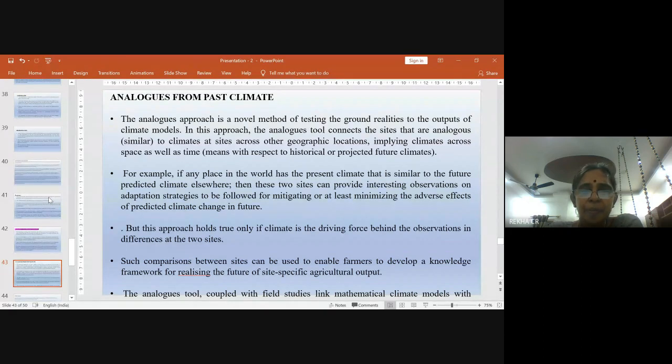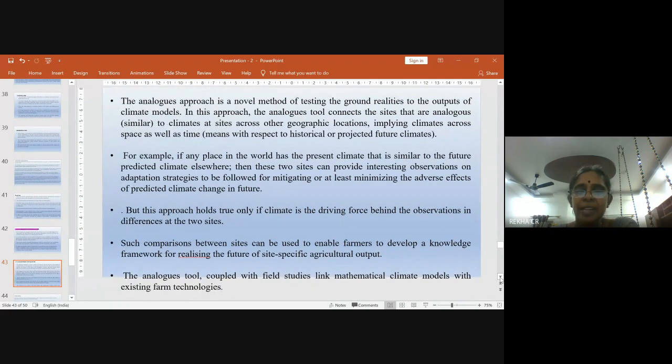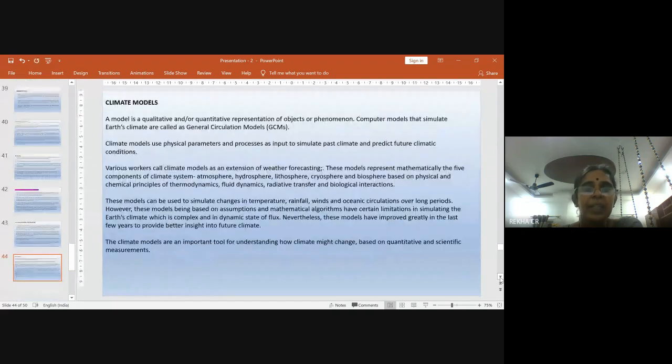So this approach holds true only if climate is the driving force behind the observation in the two sites. Such a comparison between the sites can be used to enable the farmers to develop a knowledge for realizing the future of site-specific agricultural output. So the analog tool, coupled with the field studies, gives a mathematical climate model with existing farm technologies.